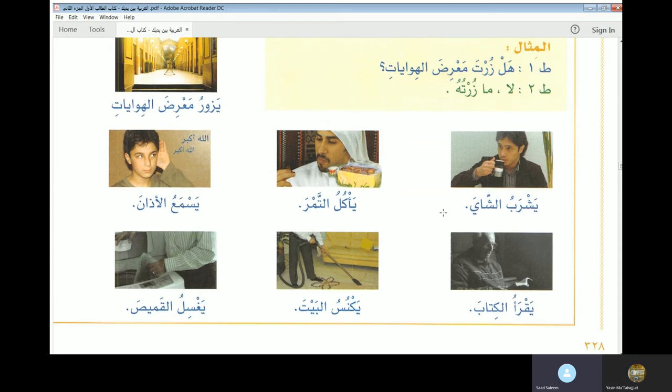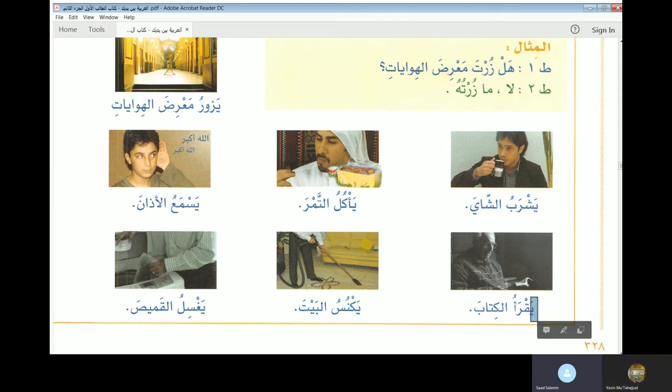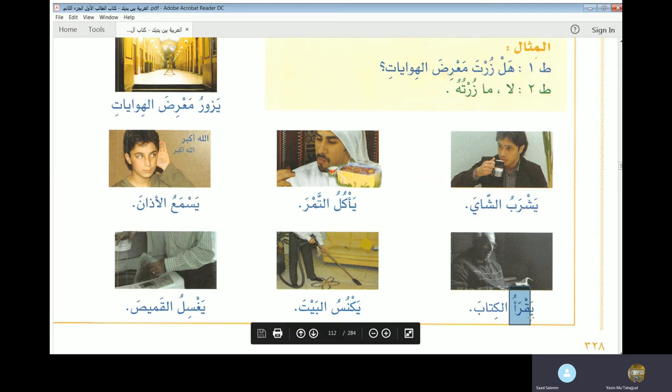Okay. So now, in the past tense, he read would be qara'a. In the past, we don't use ya in the beginning. Qara'a. I keep forgetting that. She read: qara'at. Okay, qara'at.